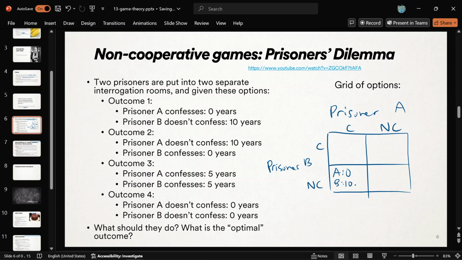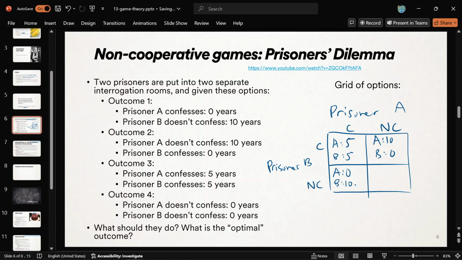And the flip of that is if prisoner A doesn't confess but prisoner B confesses, then prisoner B gets to walk free, 0 years, but prisoner A is going to spend 10 years in jail. Outcome three, if they both confess, if they're both like, yeah, okay, we got caught, we're both confessing, then they're each going to get 5 years. All right, 5, 5, which is better than 10.